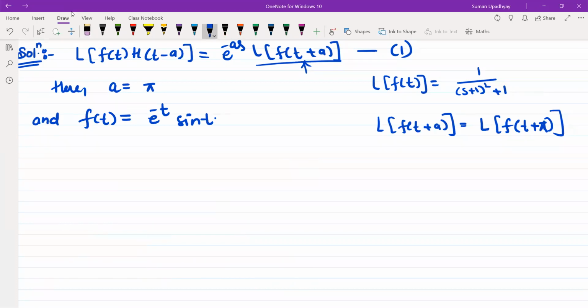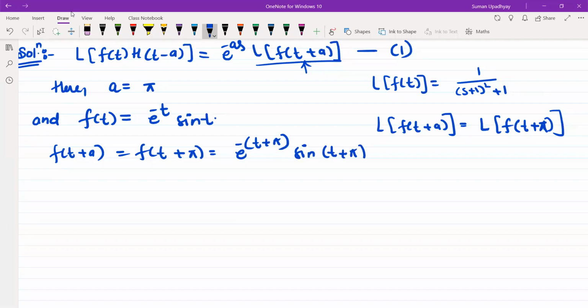So f of t is this, so what will f of t plus a become? T plus a is pi over here. So you have to replace t with pi. So it will become e raised to minus t minus pi, replacing t with t plus pi, and sin of t plus pi. What is sin of pi plus t? Pi plus t lies in the third quadrant. In the third quadrant sin is negative, so its answer will be minus sin t.